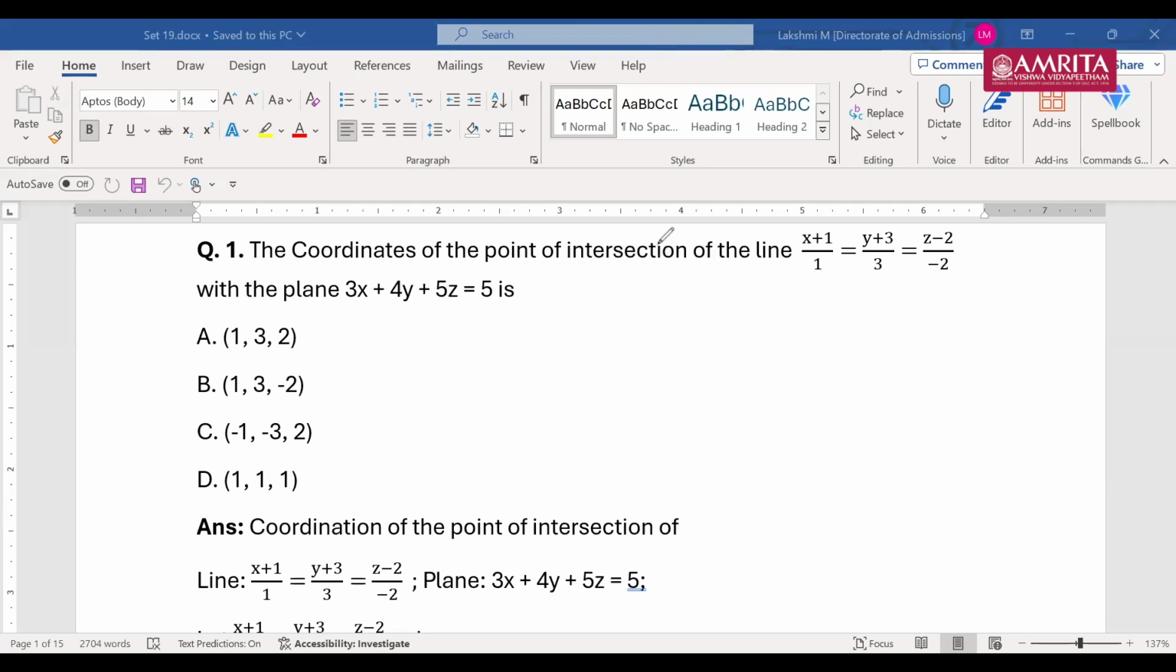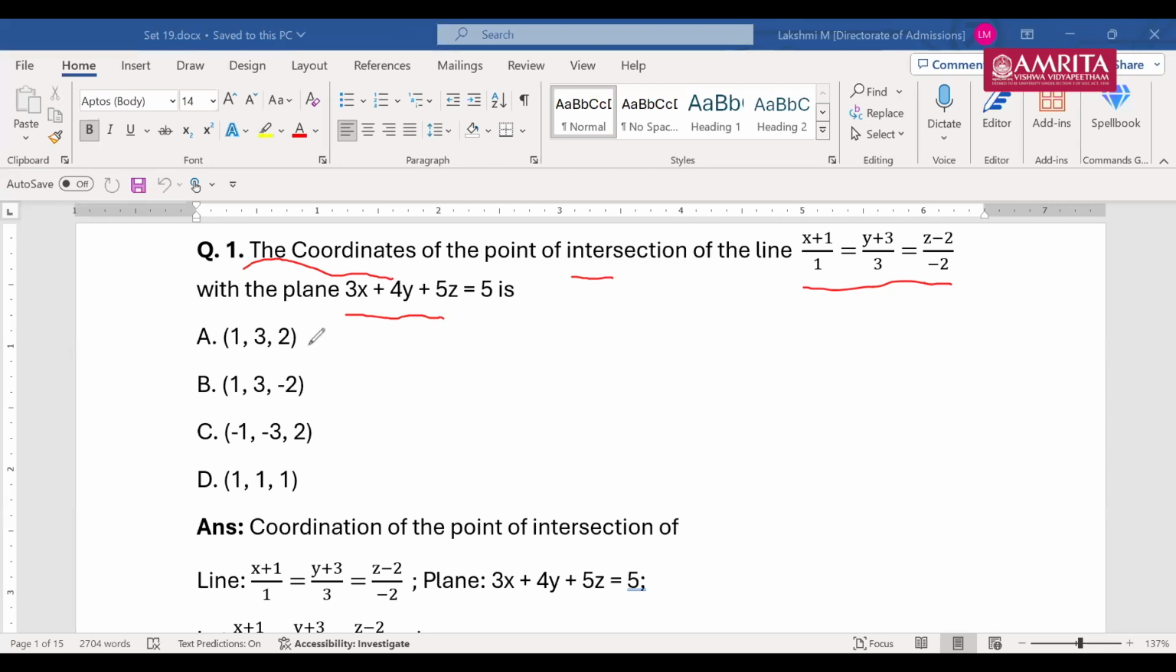I think this chapter you have studied in both 11th and 12th. The coordinates of the point of intersection of the line. They have given the line (x plus 1)/1 equal to (y plus 3)/3 equal to (z minus 2)/(minus 2). The point of intersection of the line with the plane 3x plus 4y plus 5z equal to 5. The coordinates of the point of intersection of the line with the plane. So just start doing this question.